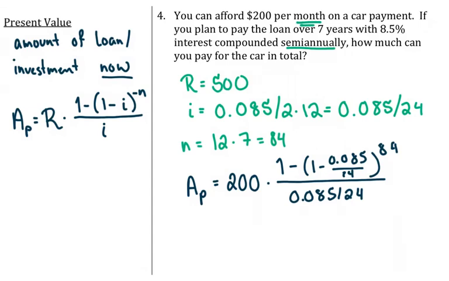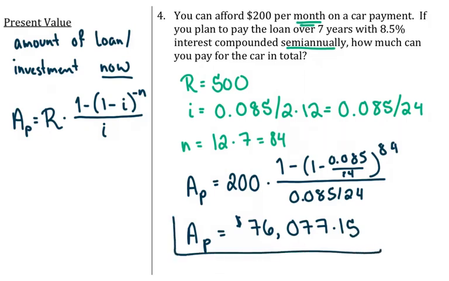When you plug that all into your calculator, you end up with the present value, the amount that you can borrow to spend on your car, which is $76,077.15.